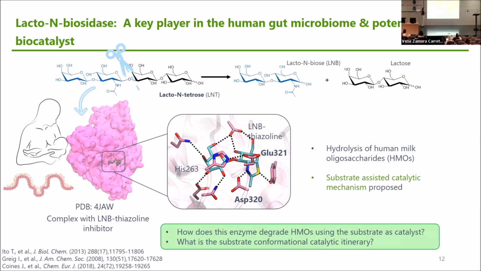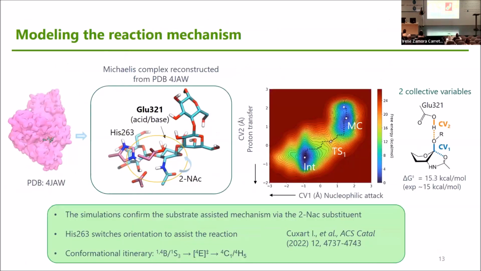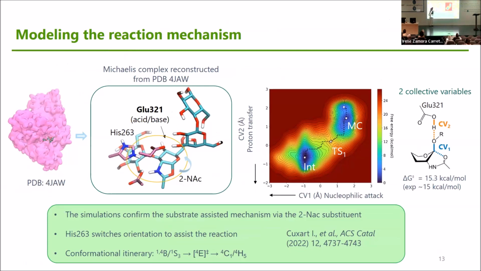For that purpose, we calculated the mechanism using the QM/MM metadynamics workflow I explained before, and we were able to simulate the mechanism. So in this movie here, we can see that the 2N-acetyl group of the substrate attacks the anomeric carbon, and this residue acts as general acid base.